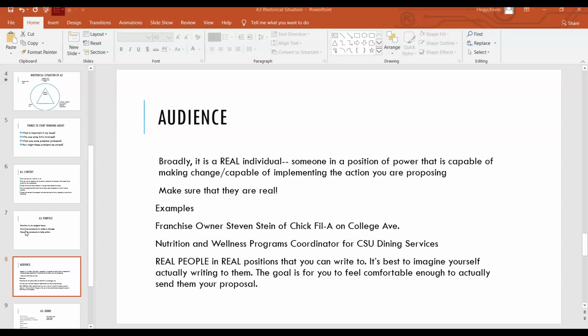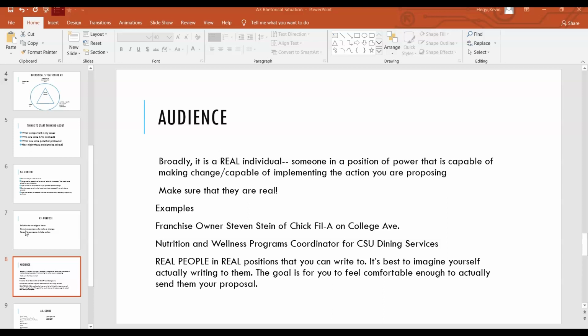But broadly, it is a real individual, someone that is in a position of power that is capable of making change. So you are writing to a real person with the hopes that they can fix this problem that you're presenting with the solution that you're presenting.